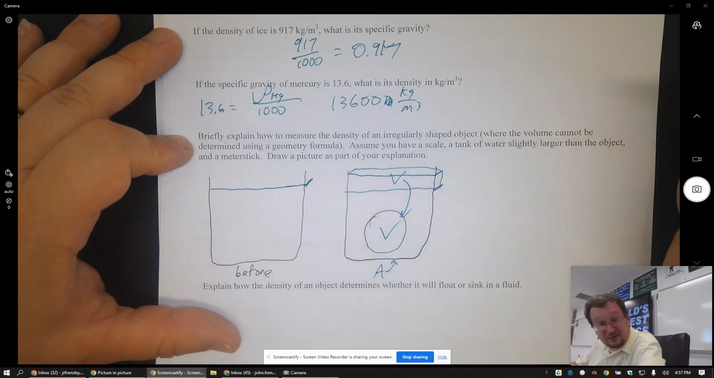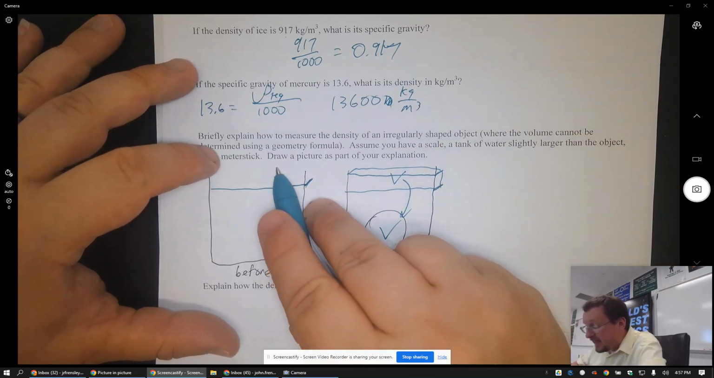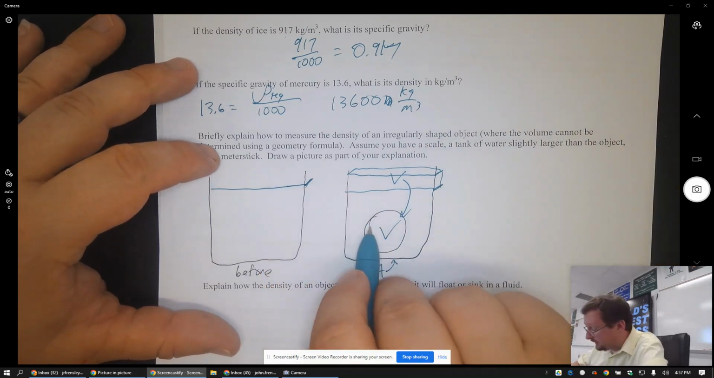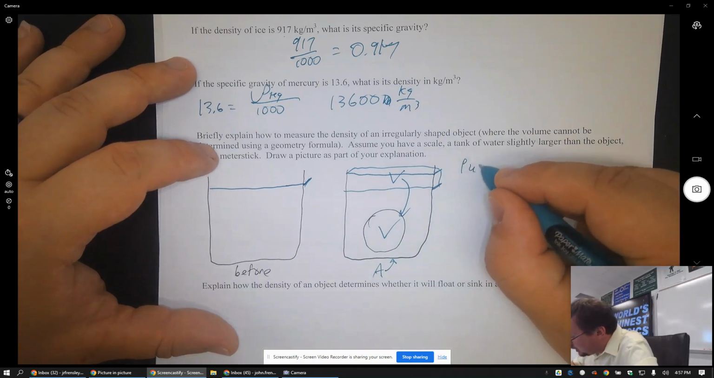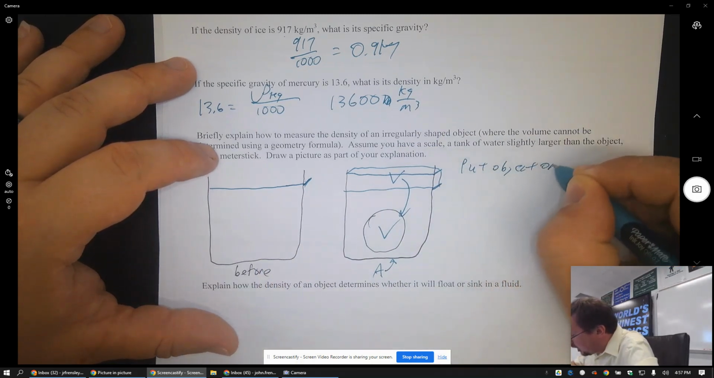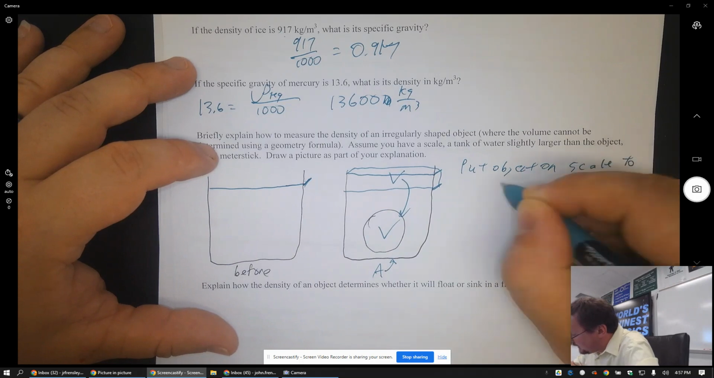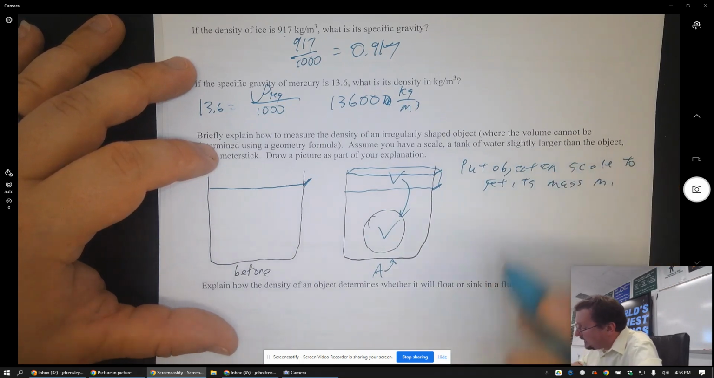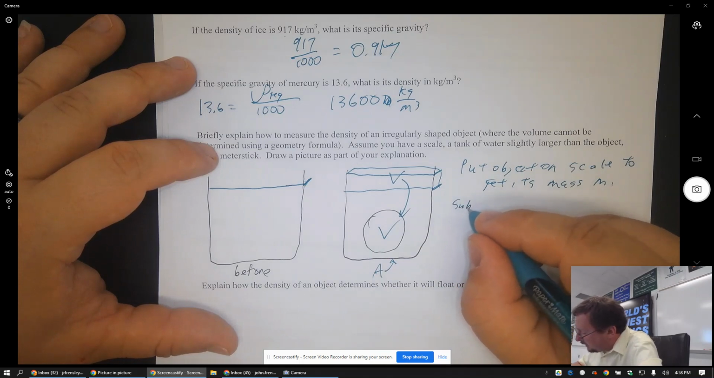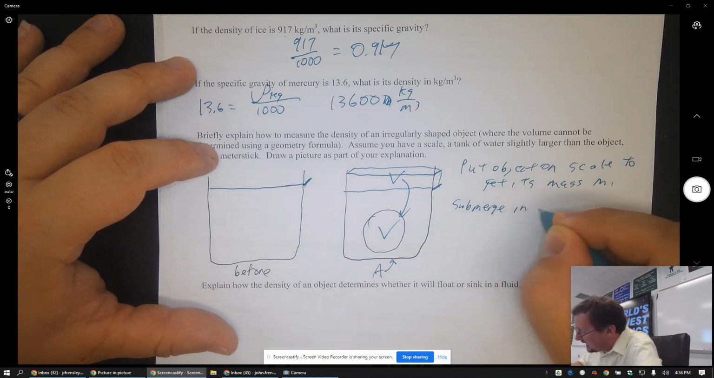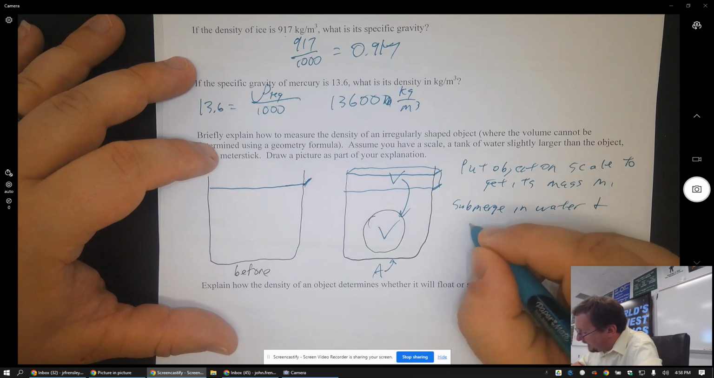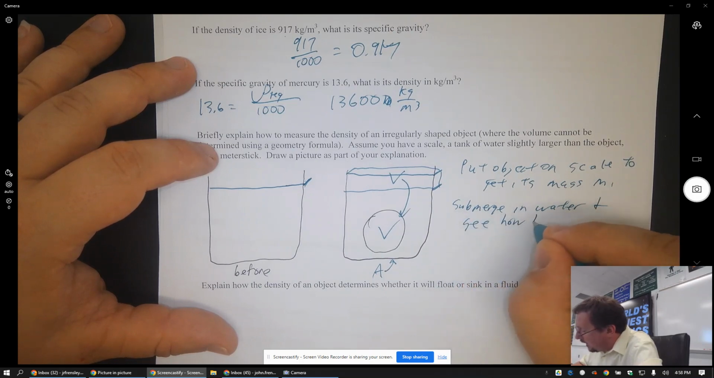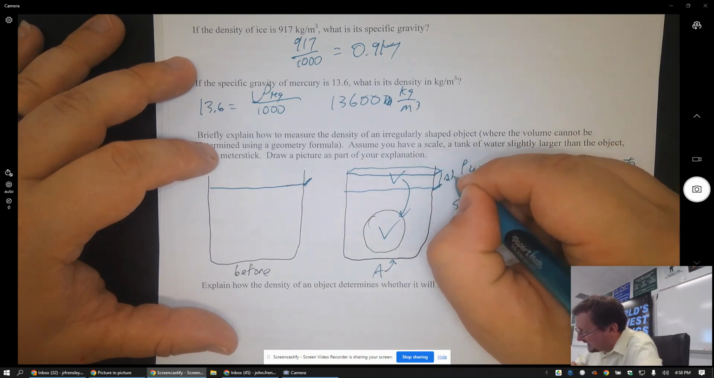is the same as this volume. So the volume that the water went up is the same as this volume. So you put the object on a scale to get its mass m, okay? Then you submerge it in the water and see how high the water rises. We're going to call that delta H. So this right here is delta H.